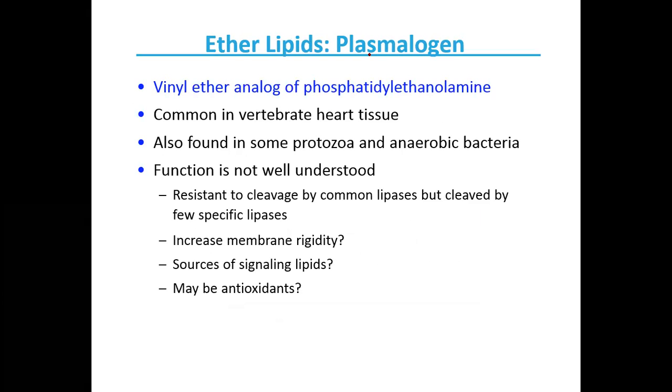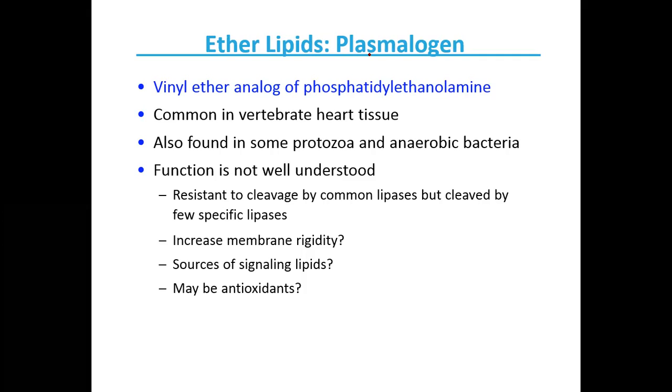Next are the ether lipids, or we can say plasmalogens. Vinyl ether analog of the phosphatidylethanolamine, and this is common in invertebrate heart tissues, also found in some protozoa and in aerobic bacteria. They provide resistance to cleavage by common lipases, but are cleaved by a few specific lipases.